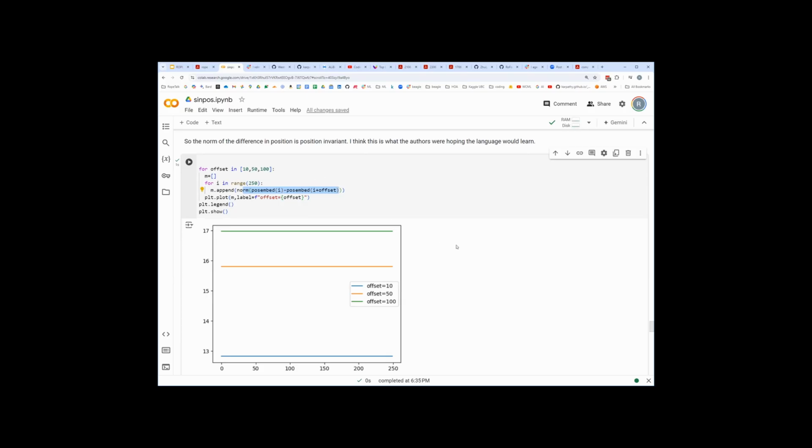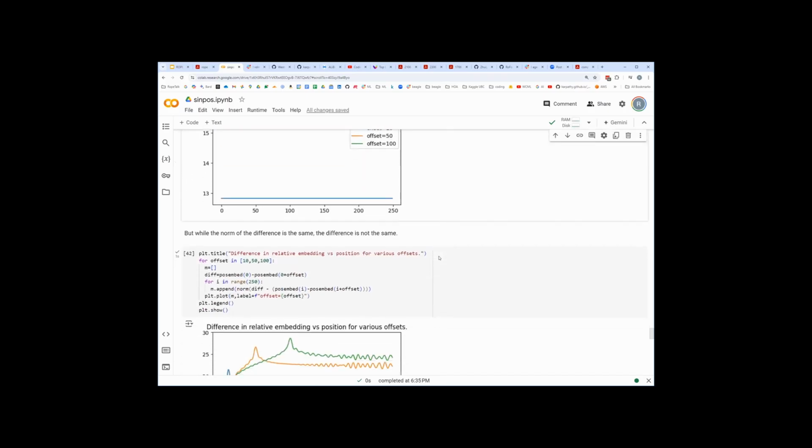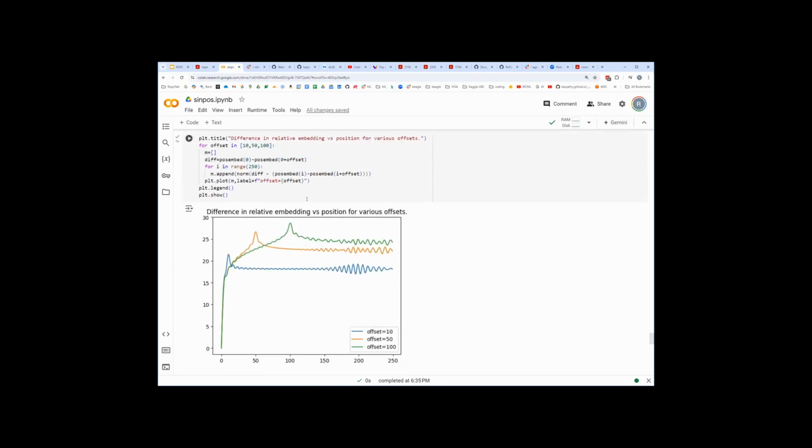But the problem was, I said, okay, that's cool. Let's try, how do I form a query that's going to query back 10 positions? And that's where the problem came in, because my natural instinct would be to just take the difference between two embedding positions at one location and apply that to another location. But it turns out that here I'm plotting not the norm of the difference, but actually the difference.